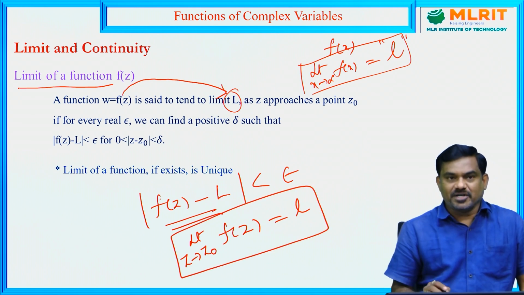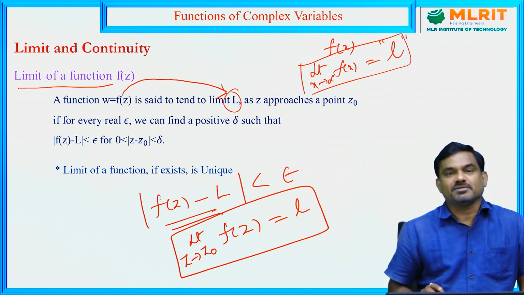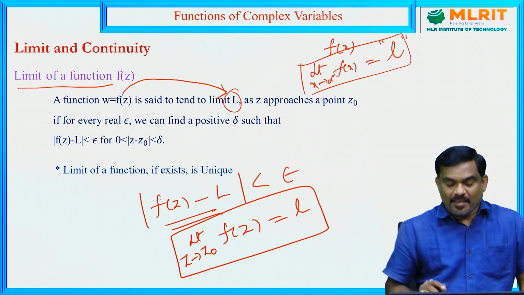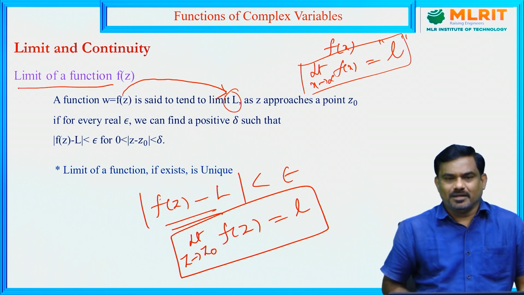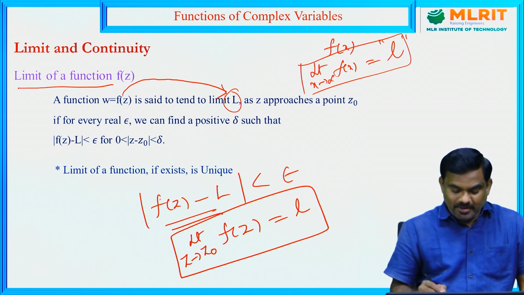And for a function, if the limit exists, it must be unique. So if you are getting different values, that means the limit doesn't exist. So the limit, if it exists, should be unique.